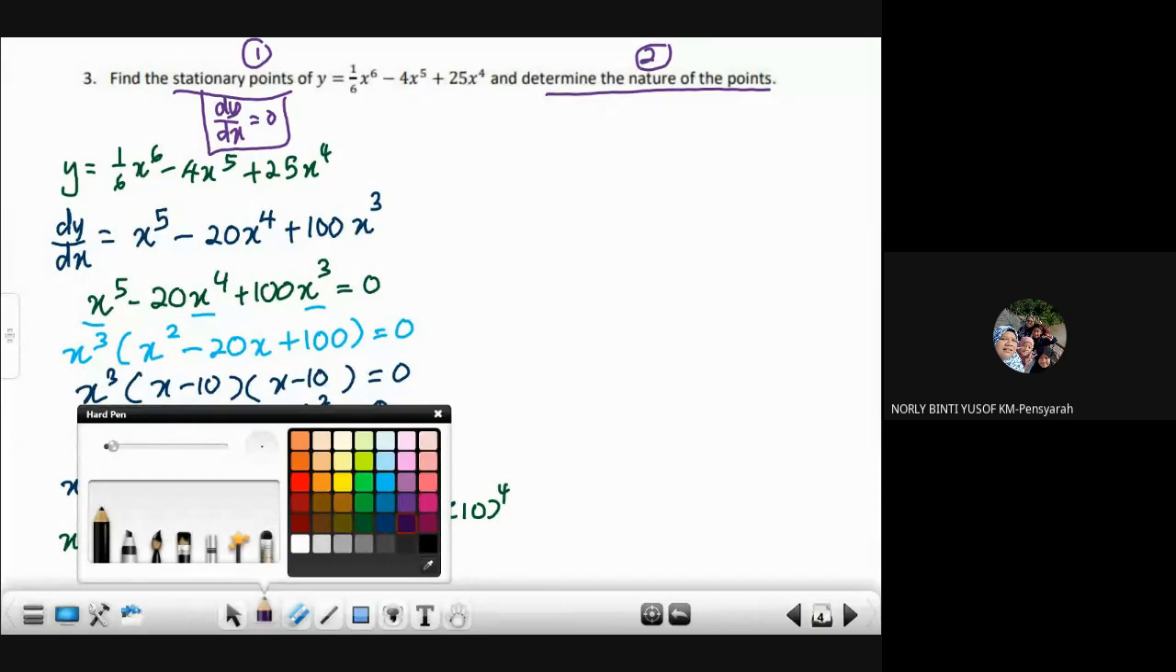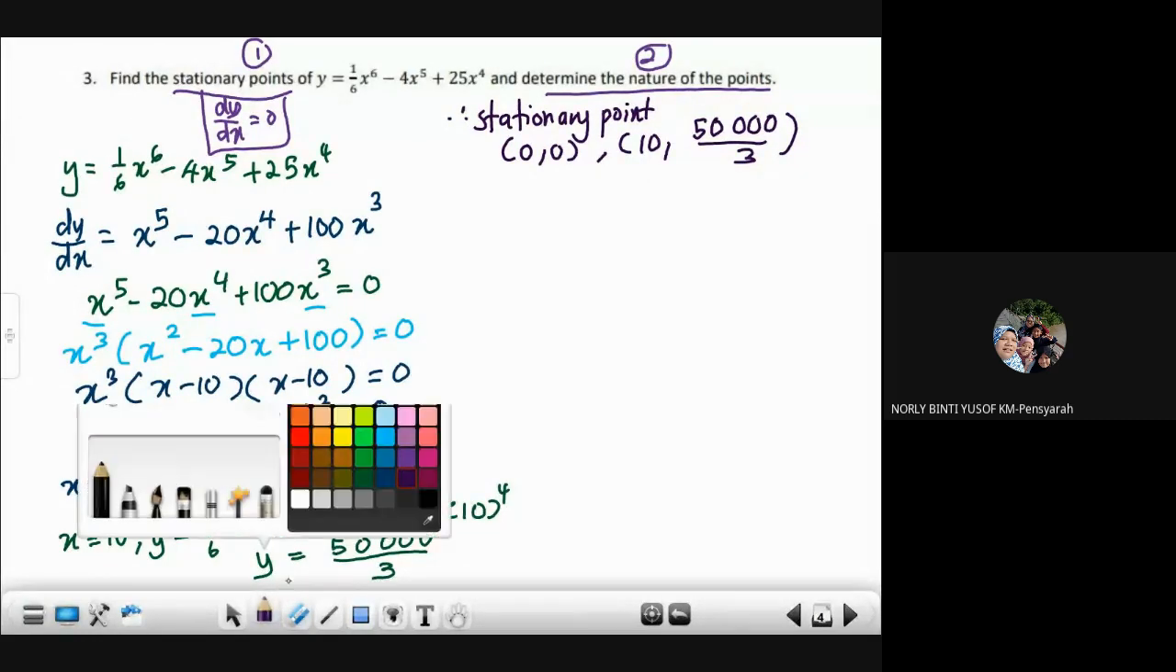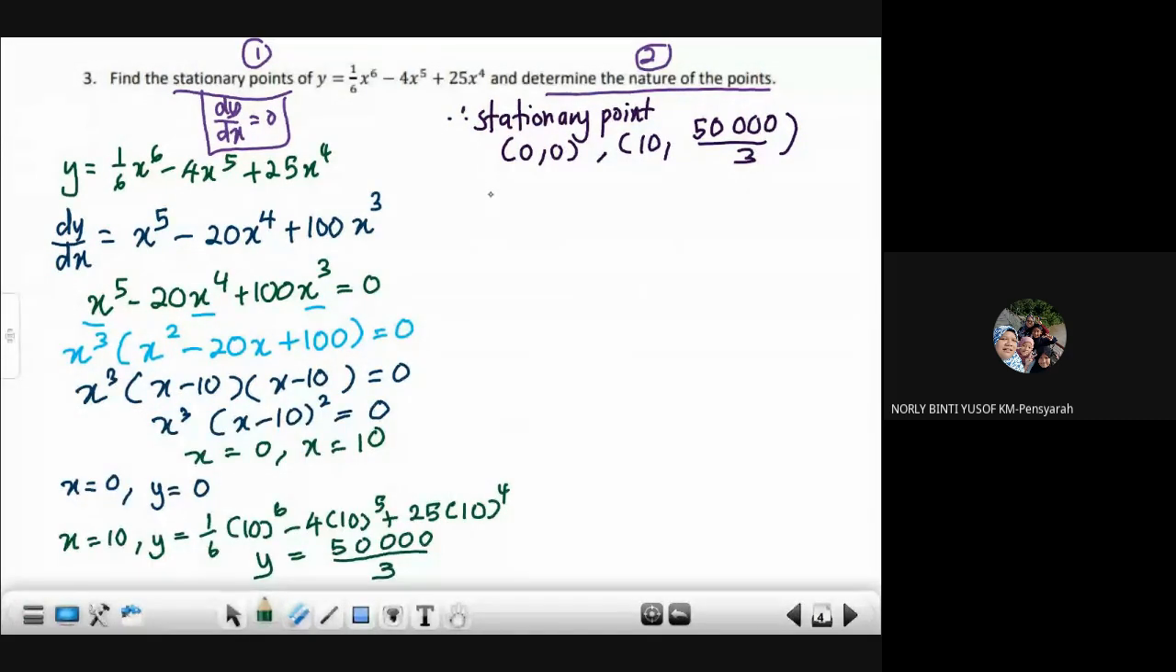So same, first sum up the stationary points. You got two stationary points. One of them is (0, 0), and then (10, 50,000/3). Usually leave the point in fraction, don't put it in decimals, because decimals can be long. So put the point in fraction, proper or improper. Okay, and then to find the nature, do the second derivative test.